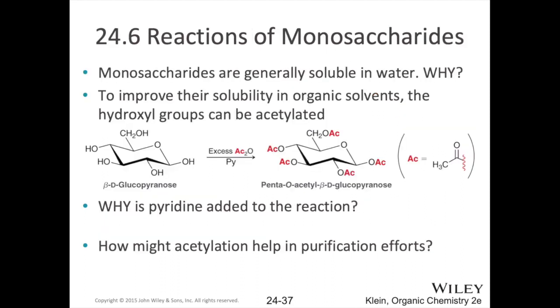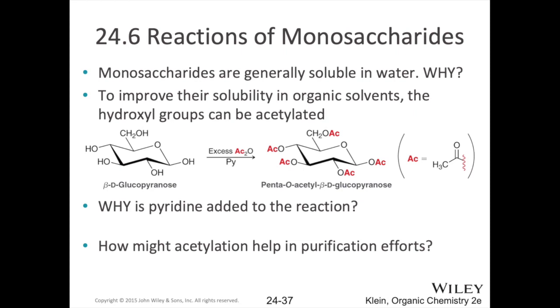Speaking of which, let's talk about the reactions that monosaccharides can undergo. Generally, your functional groups are alcohol groups and carbonyl. So those are the main branches of reactions that we're going to look at. One key one is to swap out our alcohol groups for something that's not protic. Remember, the alcohol groups engage in hydrogen bonding, and that's what makes your monosaccharides water soluble. So if you want to improve your solubility in an organic solvent, you need to swap out those alcohol groups for something that's not protic.